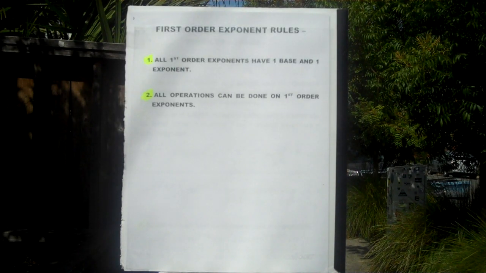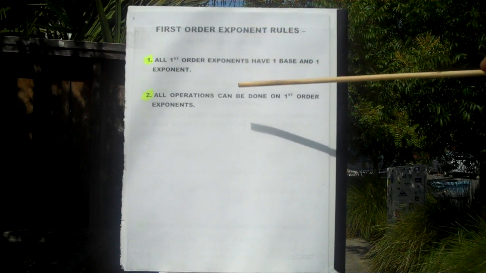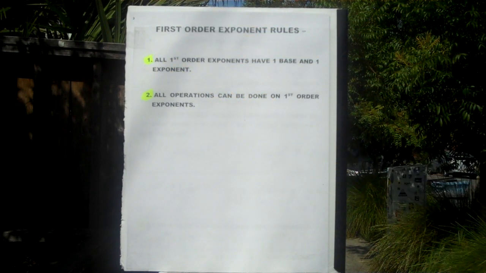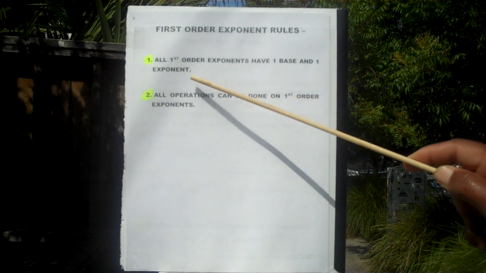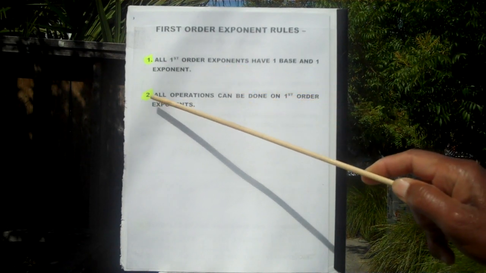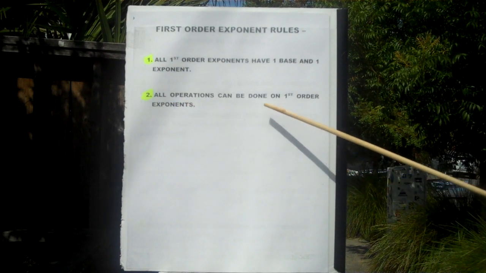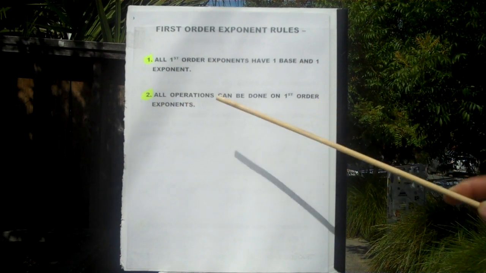We'll continue now. First order exponent rules. I put 2 of them. Number 1, all first order exponents have one base and one exponent. Number 2, all operations can be done on first order exponents.